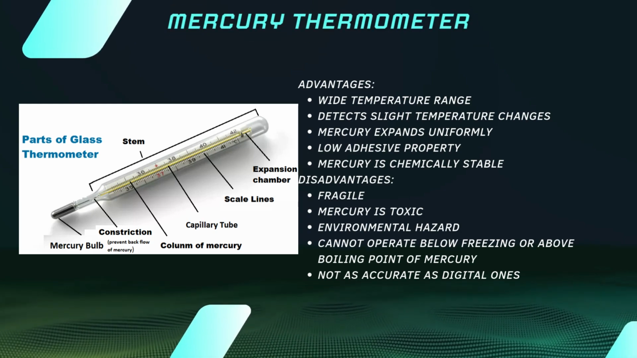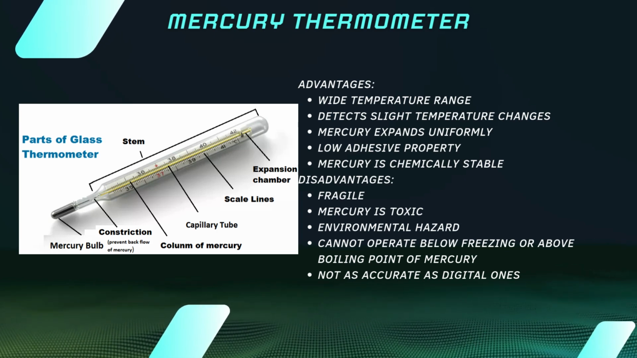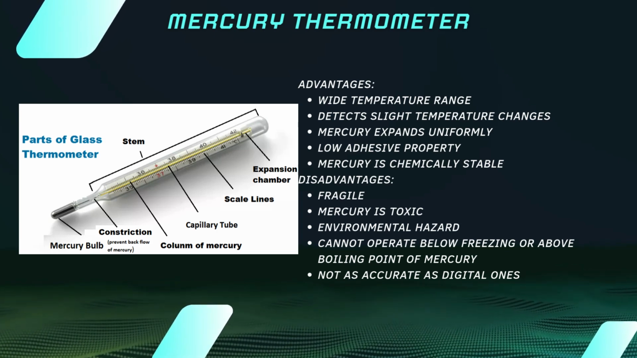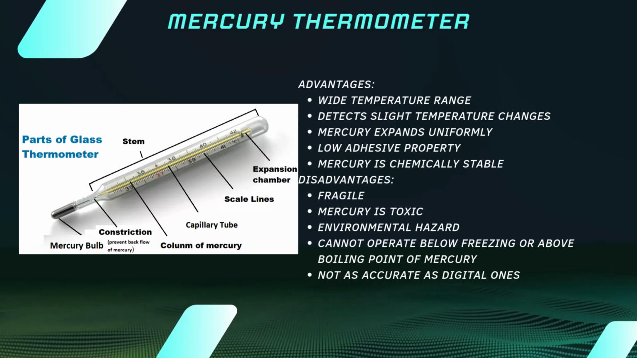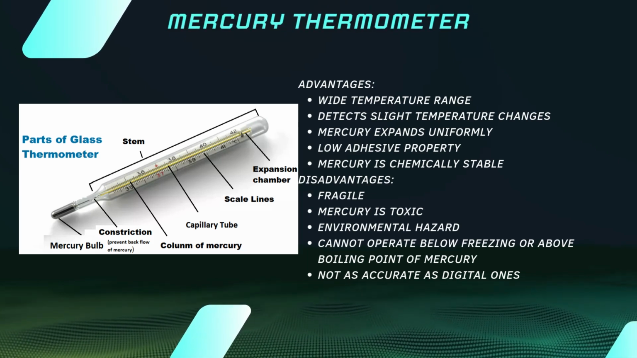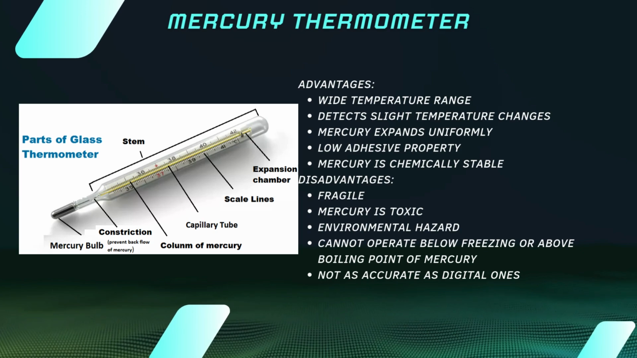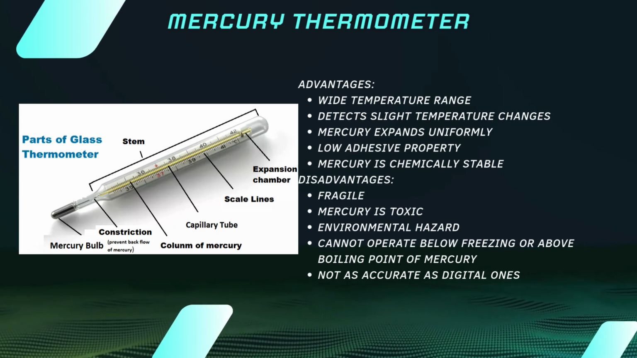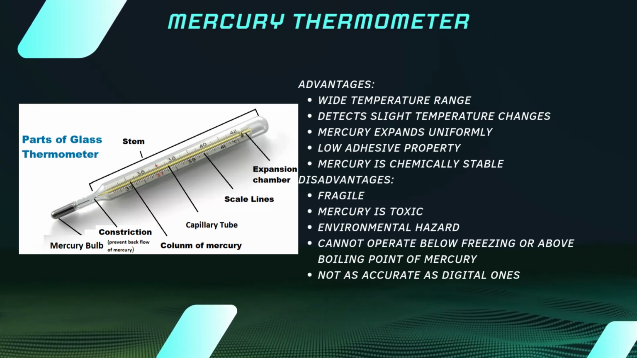For one, the glass that significantly makes up the thermometer is fragile and can easily break. Since mercury is toxic, it can harm you when the instrument leaks and can contaminate environments when released into the ecosystems. It also cannot measure temperatures above its boiling point or below its freezing point. Plus, they are not as precise or accurate compared to their digital counterparts.